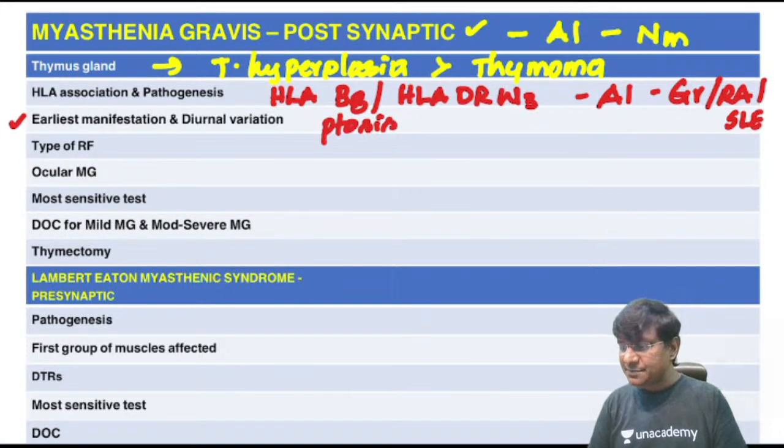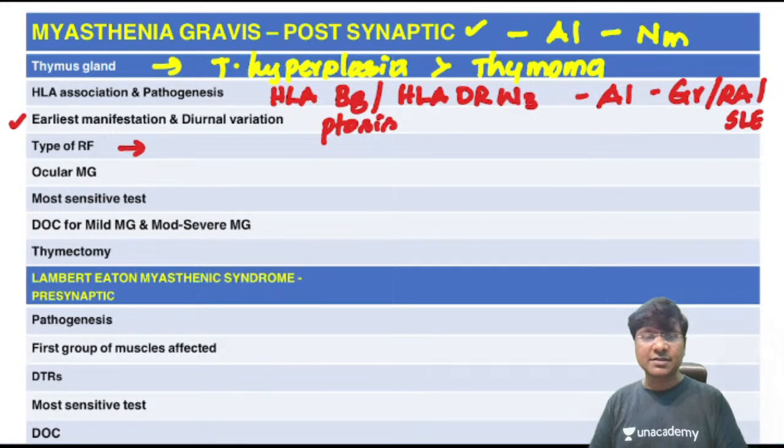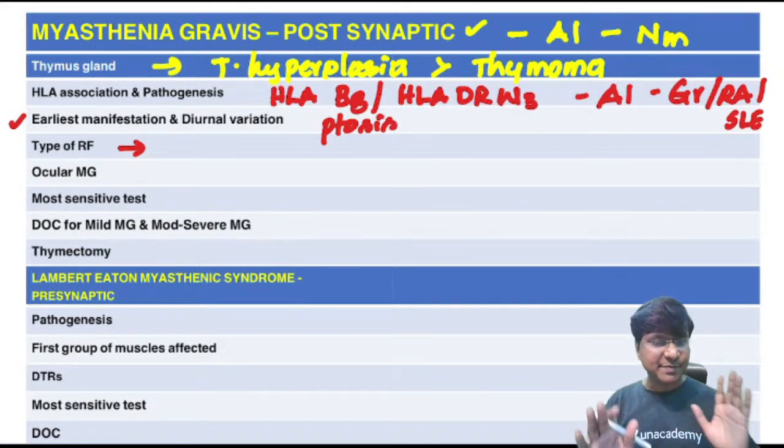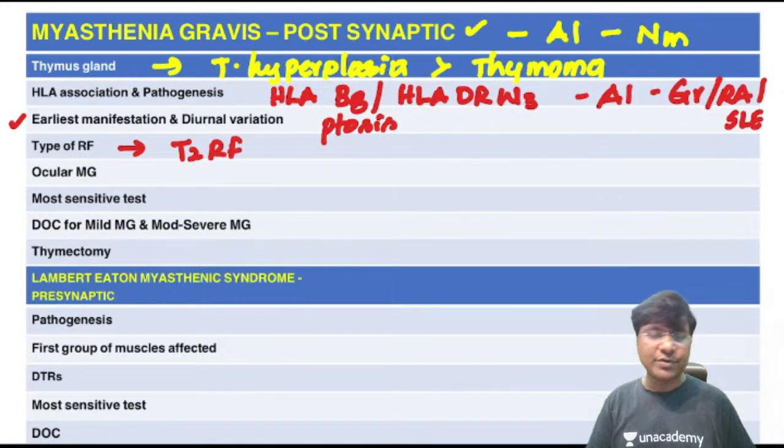The earliest manifestation will be ptosis, and subsequently they will have the other manifestations, that is weakness of the facial muscles and weakness of the other muscles of the body as well. In these patients there is also involvement of respiratory muscles causing respiratory muscle paralysis, so the individual will develop type 2 respiratory failure. So in Guillain-Barré syndrome as well as Myasthenia gravis, due to respiratory muscle paralysis, there will be type 2 respiratory failure.